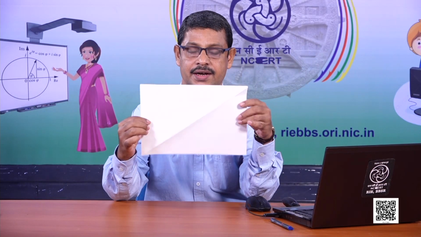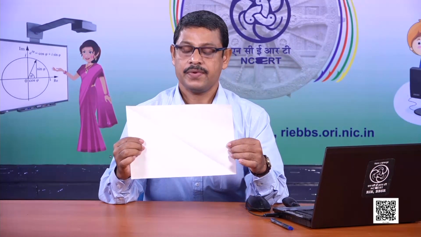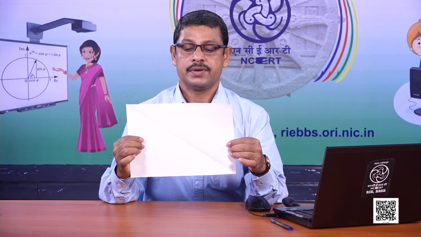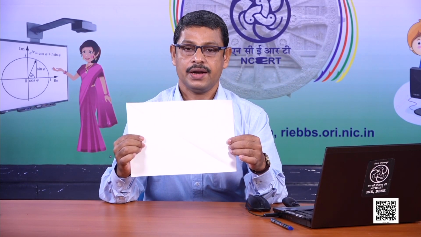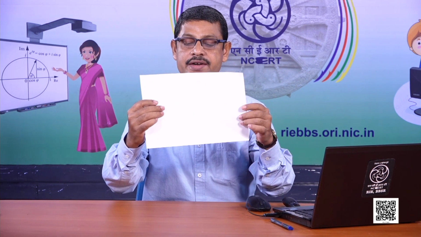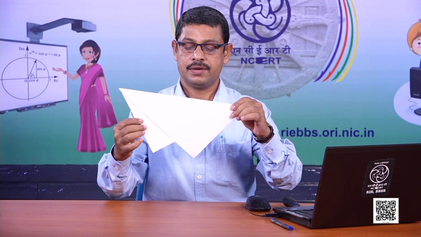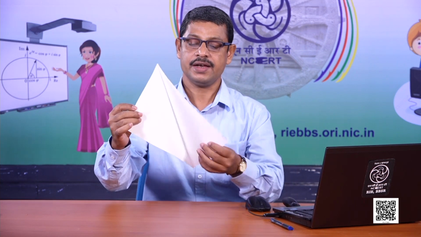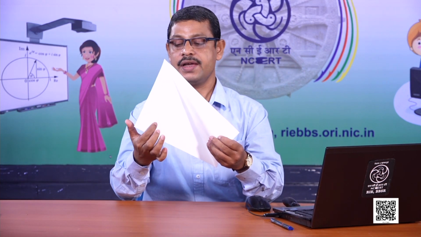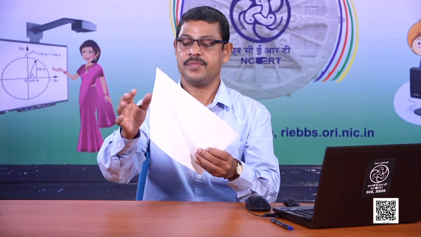Let us start. You see, this is a rectangular piece of paper. In the previous chapter, you have learned that if I fold the rectangle along the diagonal, I will get two equal triangles. You see, I am folding it along the diagonal. These are two equal parts. Area of this equals area of this one. Here also dimensions are same.